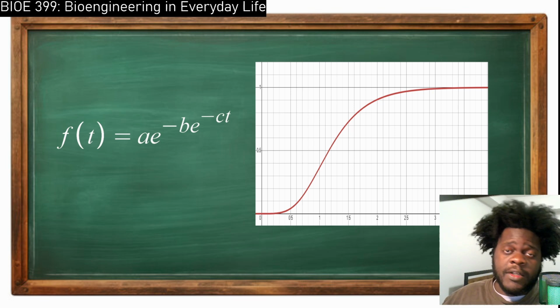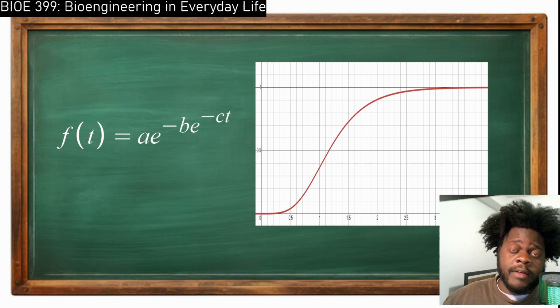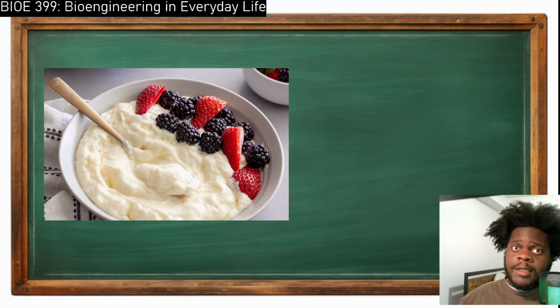But what does this have to do with fermented foods? Well, this equation is used to model things like growth, namely population growth. Originally, though, it was used to model things like human mortality. So let's look at how yogurt is made, for example.